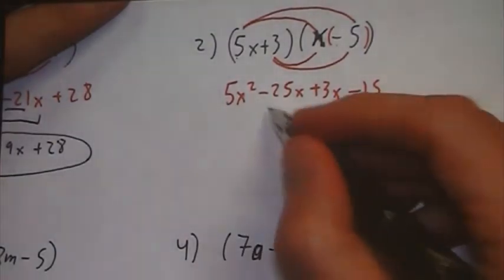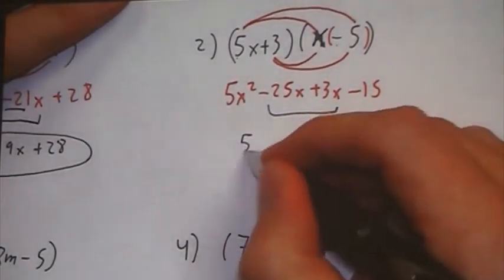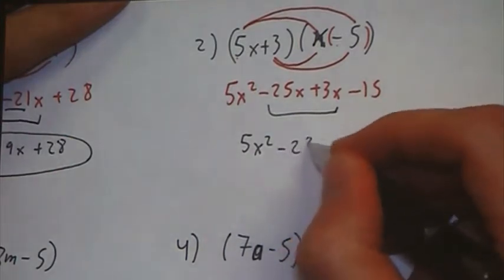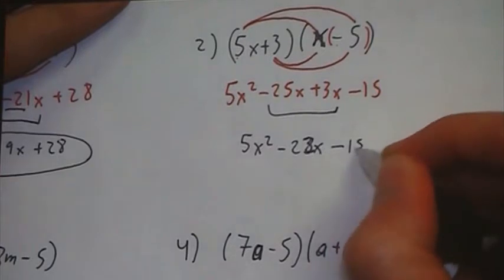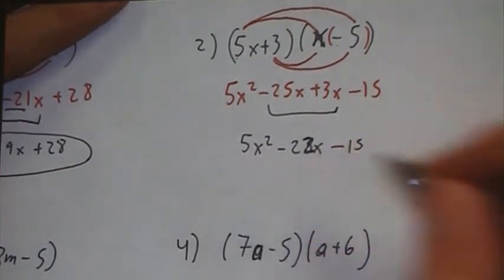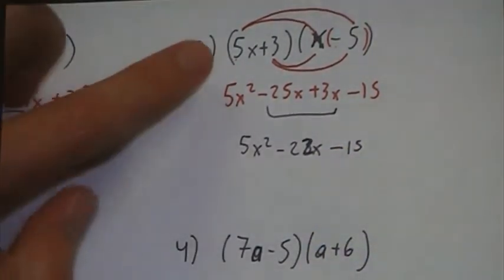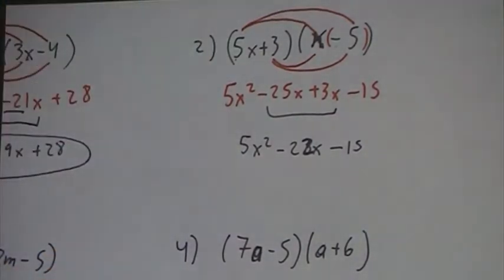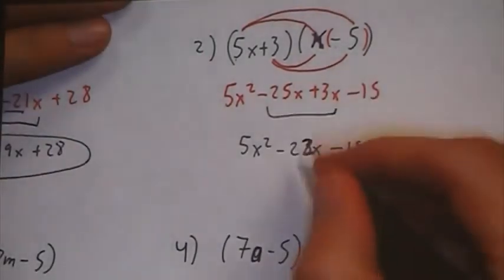And we combine our like terms in the middle. That's a 22. You might have also heard this called FOIL, first, outside, inside, last. That would get you a claw picture also. Whatever you want to, that's a 22 right there.